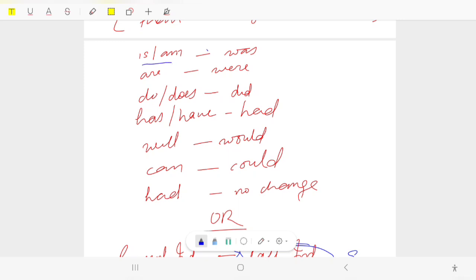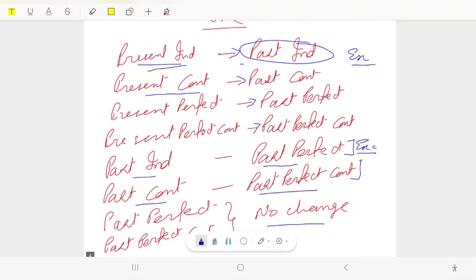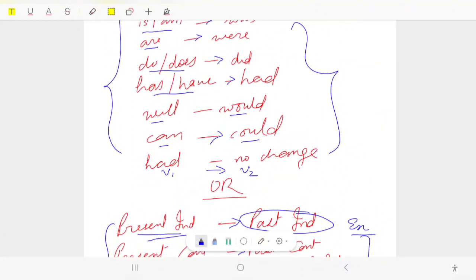Is, am change to was, are to were, do and does become did, has and have become had, verb first form to verb second form, will change to would, can becomes could, and had has no change. You may remember it like this, that this is the way we change the tense of reported speech while changing from direct to indirect.